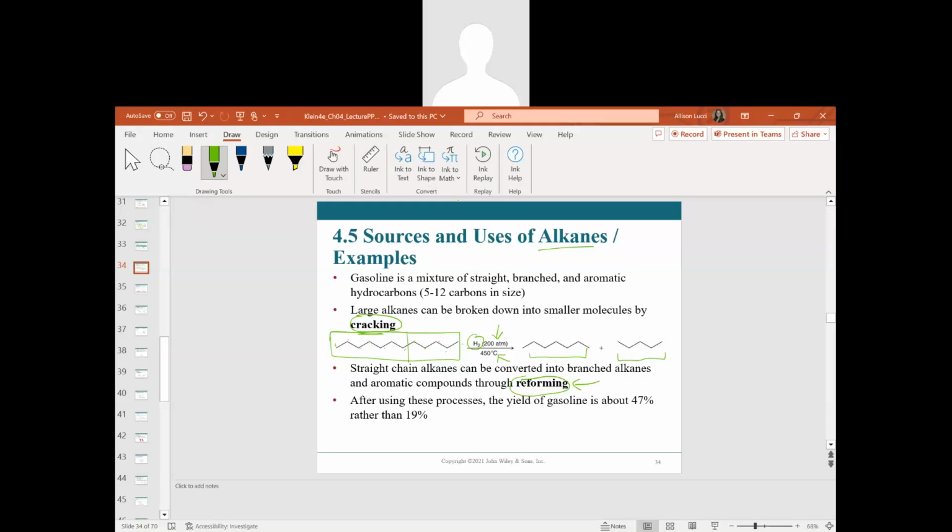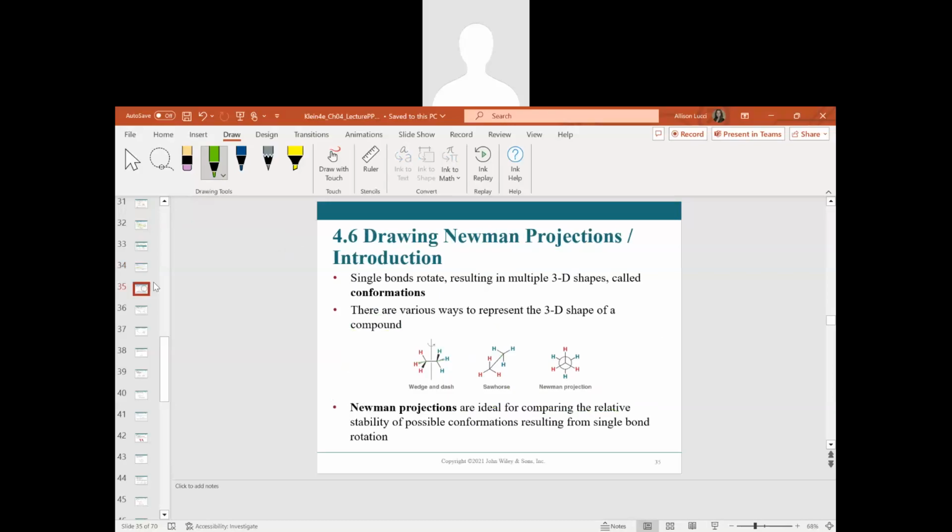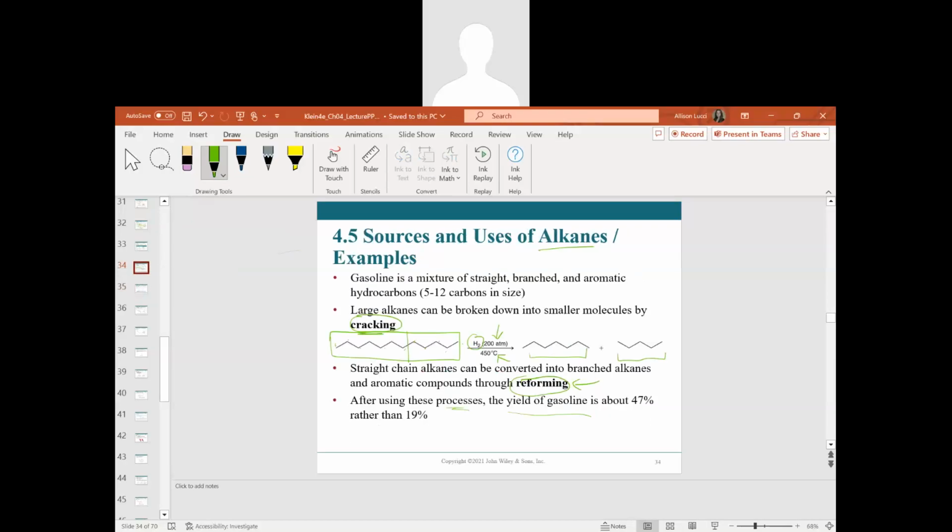After these processes are done, we have a higher yield. So that's how we get from petroleum products, from natural oil sources, into our gasoline using this cracking or reforming process. So that will be in a usable form. We'll continue with the next section on Newman projections, section 4.6, in our next video.